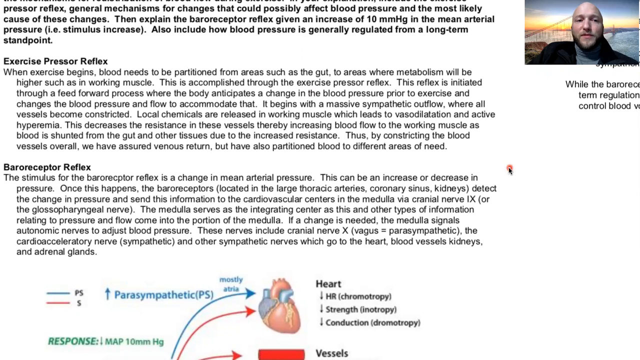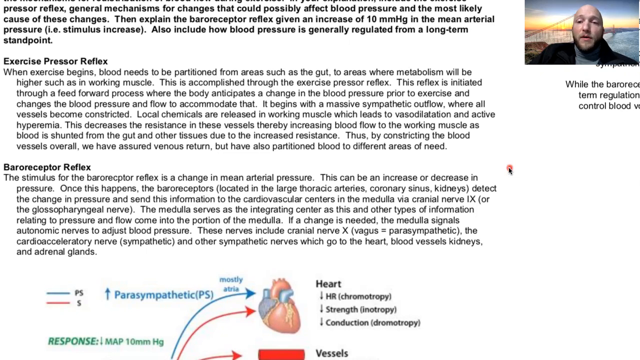A feed-forward reflex is an anticipatory reflex where the body anticipates a change in the blood pressure prior to exercise and changes the blood pressure and flow to accommodate that. It begins with a massive sympathetic outflow, so an increase in the frequency of sympathetic signals being sent, where all vessels become constricted. Then, local chemicals are released in working muscle, which leads to vasodilation and active hyperemia.